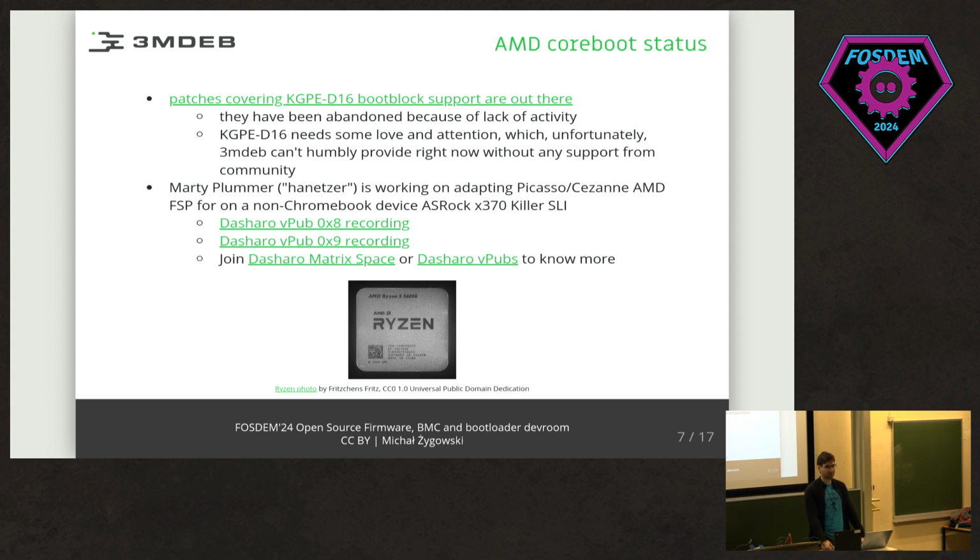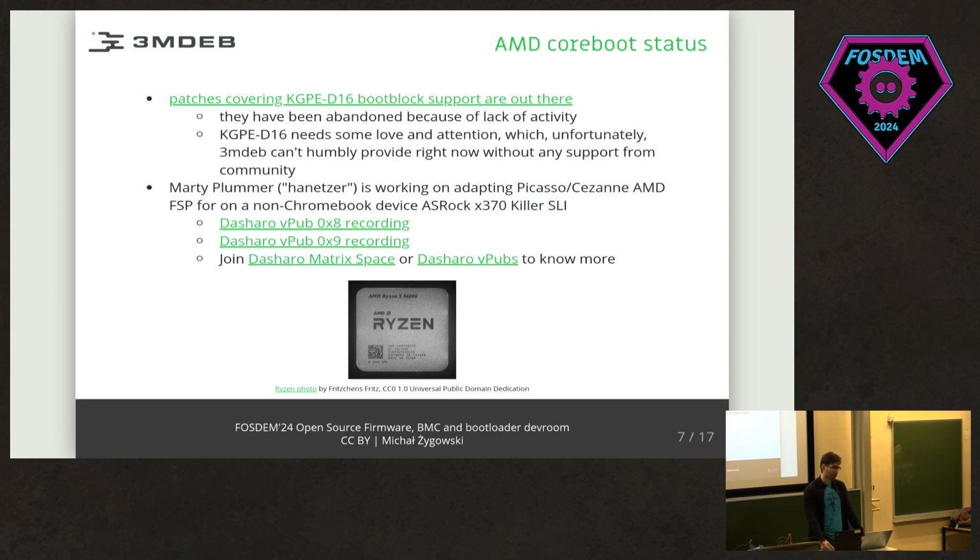He had success with Picasso FSP, an older microarchitecture than Cezanne. He could sort of boot the platform, but of course there are still some problems to solve, like AMD FSP, for example, can initialize only soldered down memory. So if you have a platform with typical memory modules, it is kind of problematic.